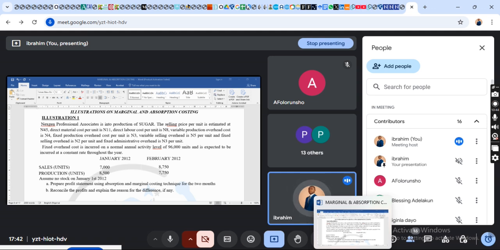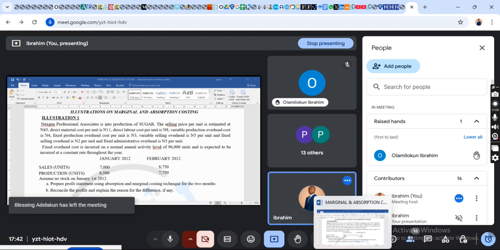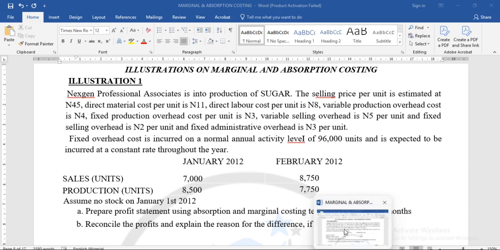You must do it. Please, if you did not do that assignment, I will not allow you to join the next class again. You must attempt it, so that in our next class we will just go to reconciliation. We will just do the reconciliation statement of marginal and absorption costing. Then we move on from there. Class, do we agree with that? Are we good with that?